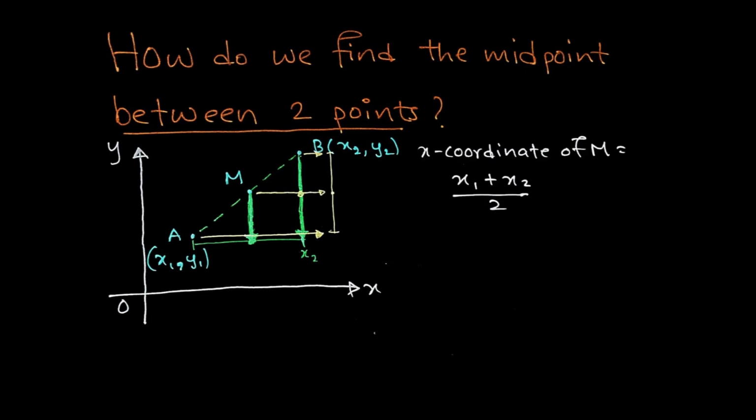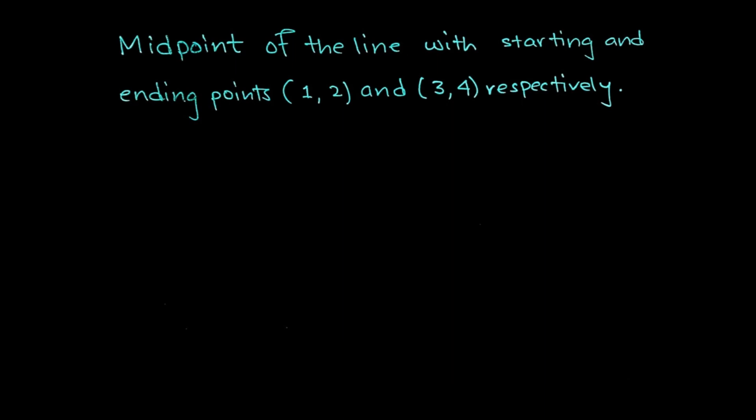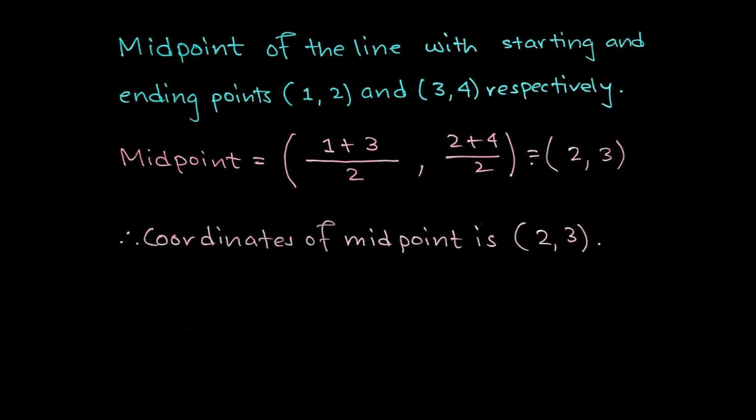Therefore, we can say that the x coordinate of the midpoint is (x1 plus x2) divided by 2, and the y coordinate of the midpoint is (y1 plus y2) divided by 2. Now let's check out an example. We need to find the midpoint of the line with starting and ending points 1, 2 and 3, 4 respectively. Here we know that the midpoint is (x1 plus x2) divided by 2 and (y1 plus y2) divided by 2. So (1 plus 3) by 2 and (2 plus 4) by 2. Therefore, the coordinates of the midpoint come to 2, 3.